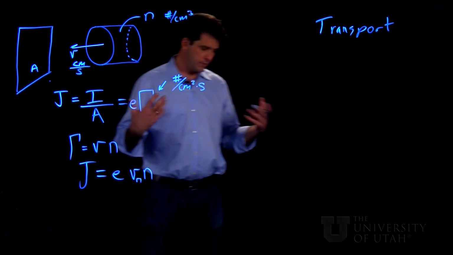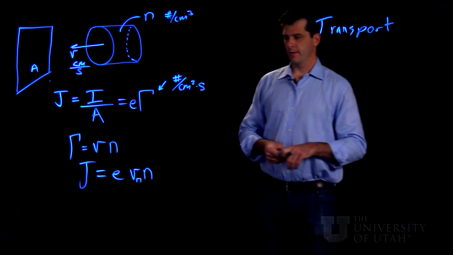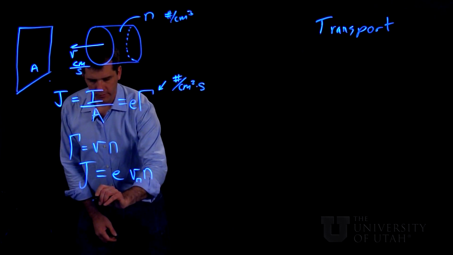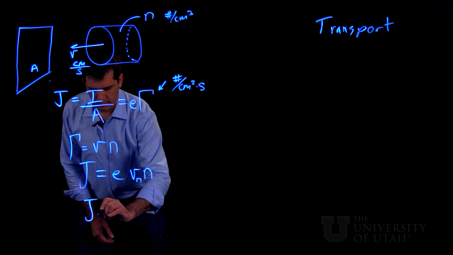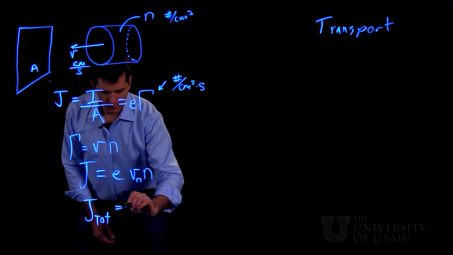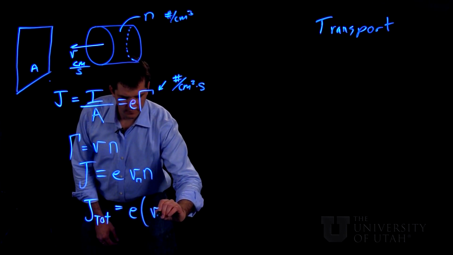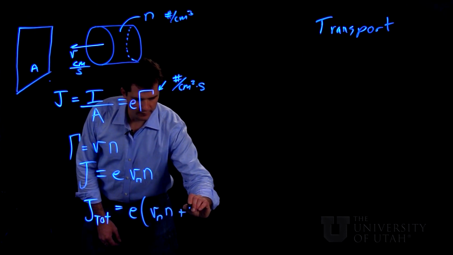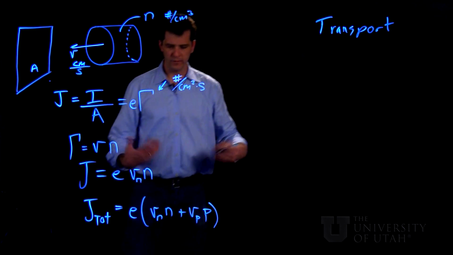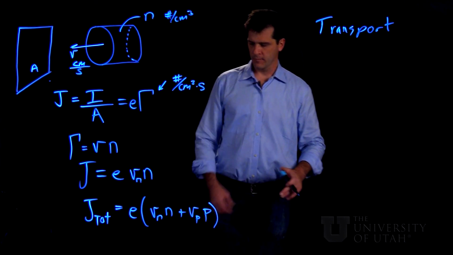Now, in semiconductors in general, we do have two types of carriers, which we talked about in the carrier statistics and band structure sections. So we can write a similar equation for holes, and then by combining them, we can arrive at the total current being equal to E times Vn times N plus Vp times P. So we're summing now the currents carried by electrons and holes to get the total current.